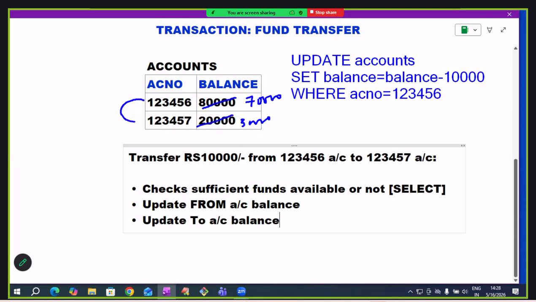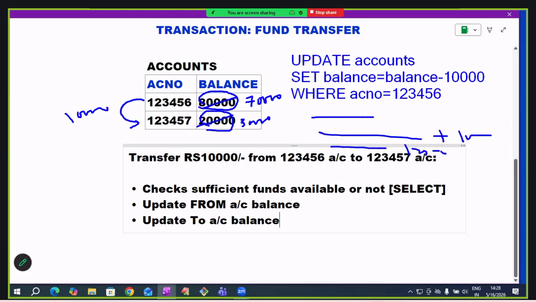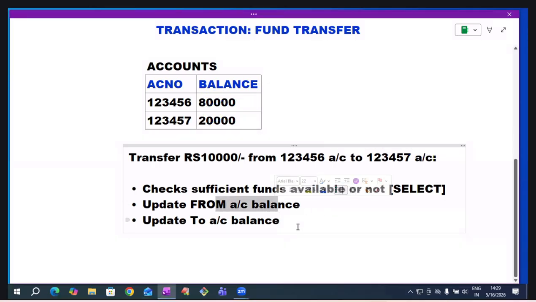So from account 123456, we are transferring 10,000 rupees. 10,000 rupees subtracted from the from-account, added to the to-account. Same: update accounts set balance equals balance plus 10,000 where account number equals 123457. Like this, update the from-account balance using update command, and update the to-account balance using update command.